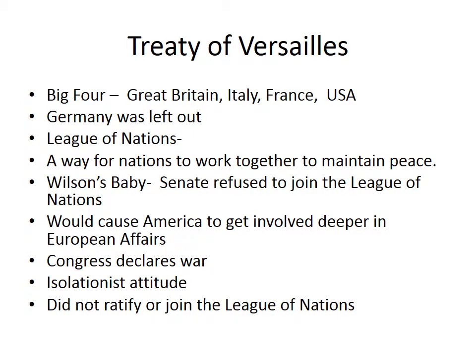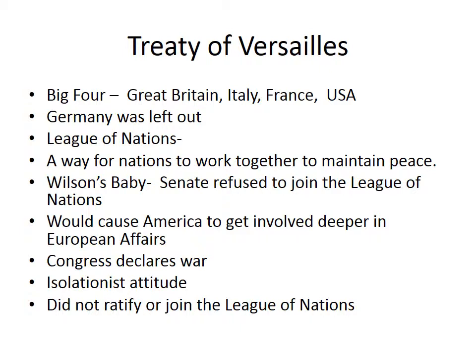So what are some of the provisions at the end of the war? This is important because Wilson is going to have the ability to have a say in what goes into the Treaty of Versailles. And this is the first time that America is going to be able to get involved in European affairs directly. The Big 4 who signed the Treaty of Versailles are going to be Great Britain, Italy, France, and the United States. So who's left out? Germany.